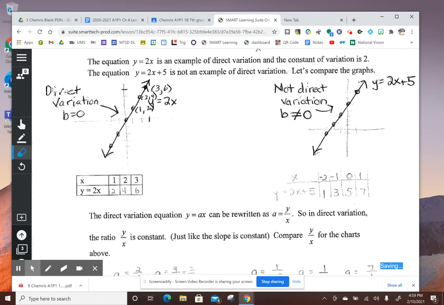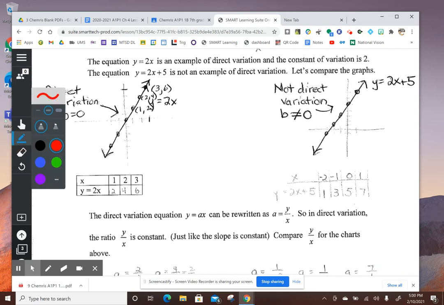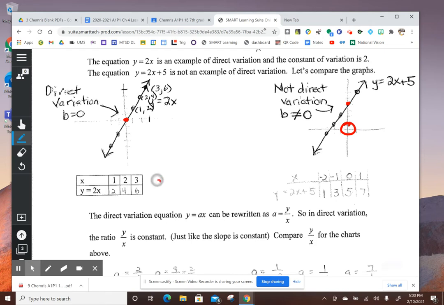So to sum up, when it's direct variation, it's a straight line through the origin. When it's not direct variation, it does not go through the origin. When you look at the chart of direct variation and you put y over x, a is always the same. When it's not direct variation, when you put y over x, you get a different number each time. Okay, it does not have a constant of variation.